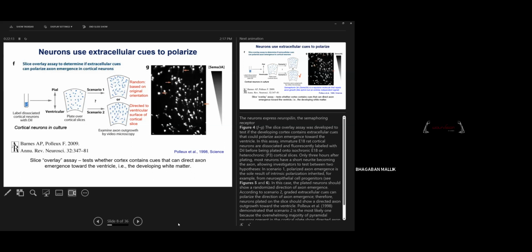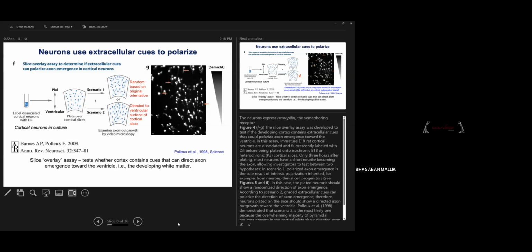They have taken a cortical slice, which has a ventricular surface, of the developing mouse embryonic brain. Here you can see the ventricular zone, then the subventricular zone, then the intermediate zone, then the cortical plate, and the upper is the pial matter. So you have the developing embryonic brain. Here this is the ventricular surface, and this is the pial surface at the top.